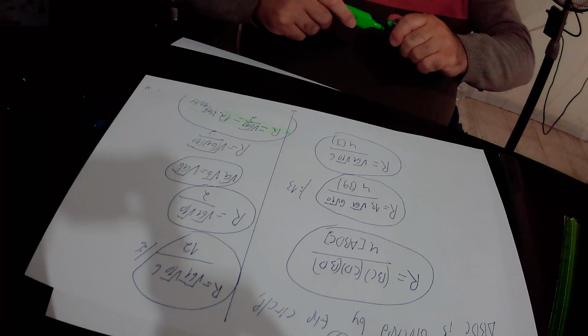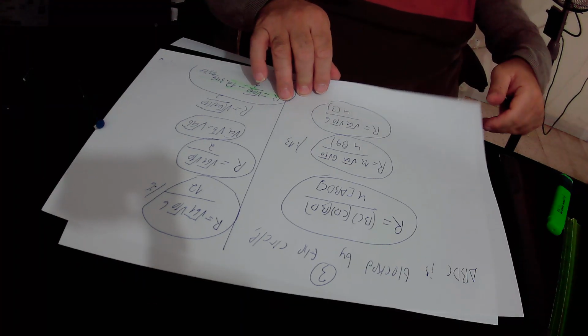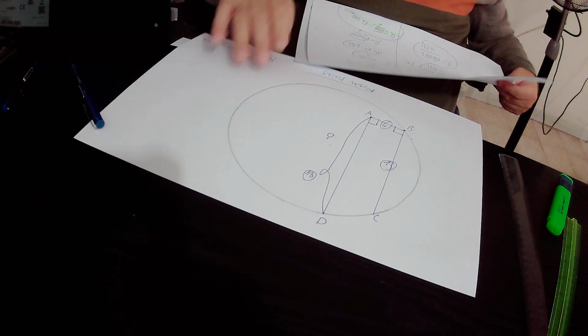In the next step, I will present to you how to find out the radius of this circle according to the second method.